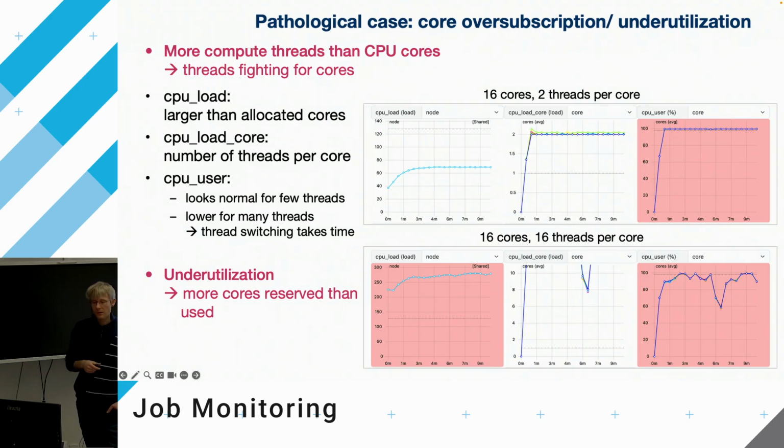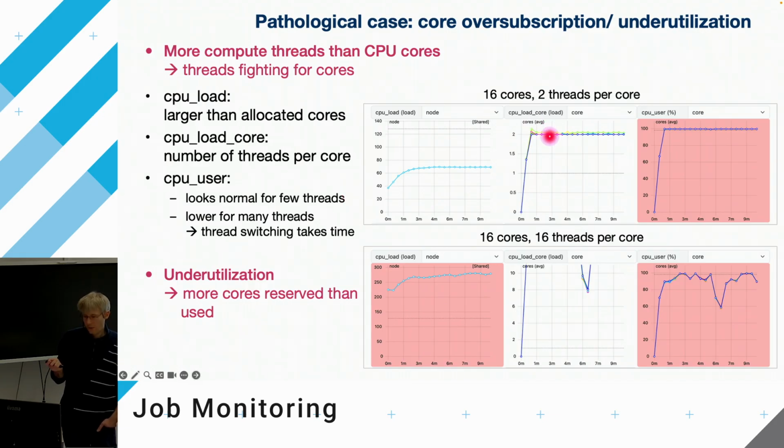So it's not as efficient as if the thread would simply continue running on a core. And this behavior is even worse the more threads you have running per core, and also the scheduler takes some time to decide and to switch between the threads that are sharing a core. So you can see here some pathological cases.